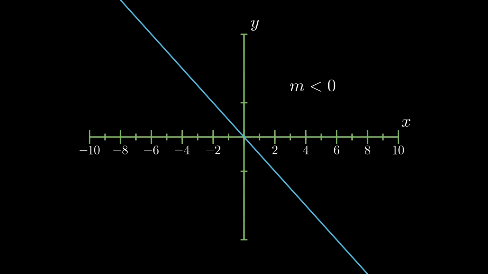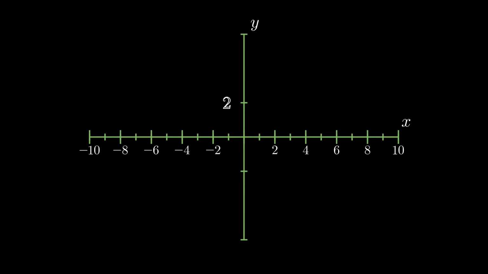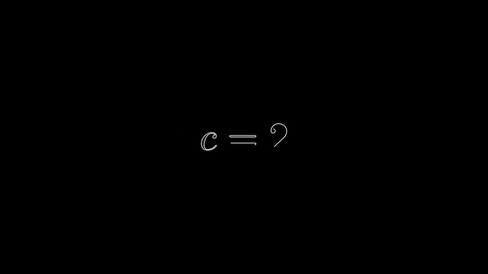Now that we understand what a gradient is, we need to know what c means. C is the y-intercept. A y-intercept is the y-coordinate of a point at which the line intersects the y-axis. This will be easier to understand with an example. This is a line which intersects the y-axis at the point (0, 2). The y-intercept will be the y value of this point, 2. Hence, our y-intercept for this line is 2.